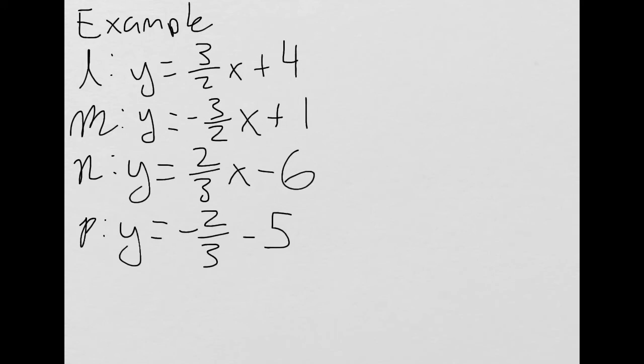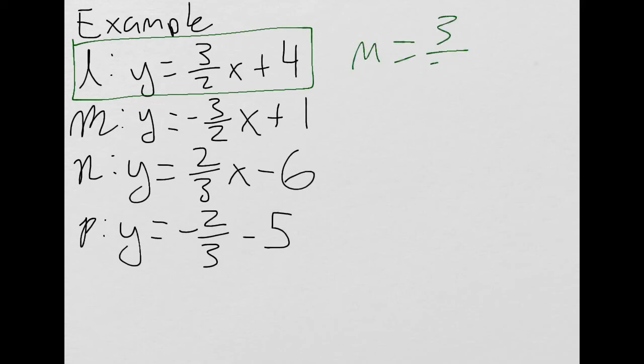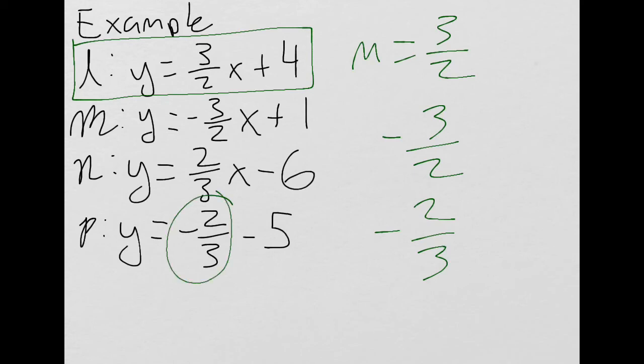So let's take a look at an example. Let's try to find a line that is perpendicular to line L. So I'm going to use the slope. My slope is 3 over 2. I know that to find a line perpendicular to line L, I'm going to need to have a slope that's the opposite reciprocal. So the opposite of 3 over 2 is going to be negative 3 over 2. And then the reciprocal of that would be to make that negative 2 over 3. So I'm looking for an equation that has negative 2 over 3 as the slope. And I find that right here, so then I know that L is perpendicular to P.